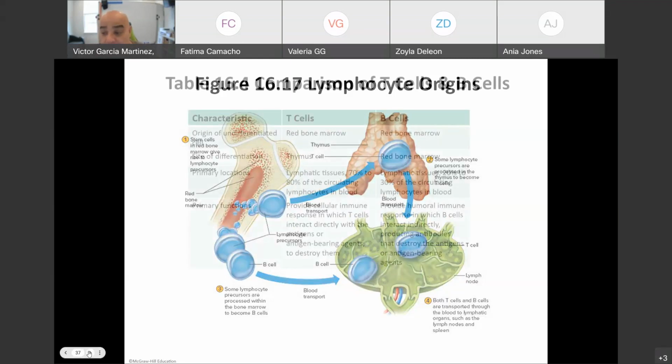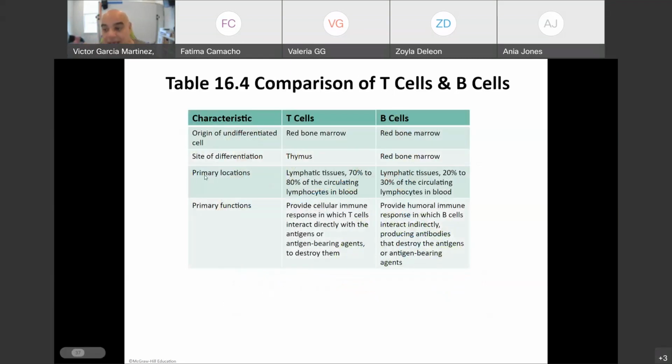Again, when you read the whole material, after reading your slides and your textbook, you have these charts available, and they are the summary for this topic. The origin of T cells is red bone marrow, but they mature in the thymus. And B cells mature in the red bone marrow. That is the reason, remember: T cells, thymus, and B cells, bone marrow.